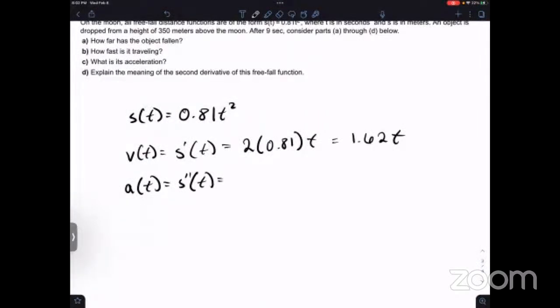So then that one is just going to be, let me see. So this is meters. The units here are going to be meters per second. And this one is going to be 1.62 meters. That's not a second. Meters per second squared. So those are the units.